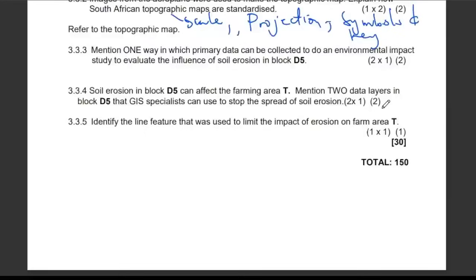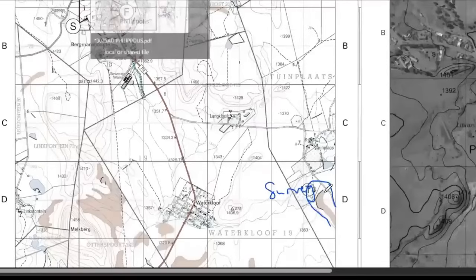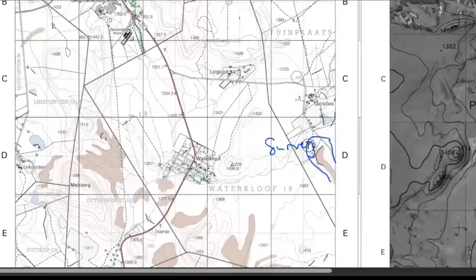Mention 2 data layers in block D5 that GIS specialists can use to stop the spread of soil erosion. We go to the block D5. We want to identify data layers that can be used to stop erosion. Right, we can use data layers on drainage. We can study the rivers here and study how they impact on soil erosion. So a data layer on drainage is equally important.